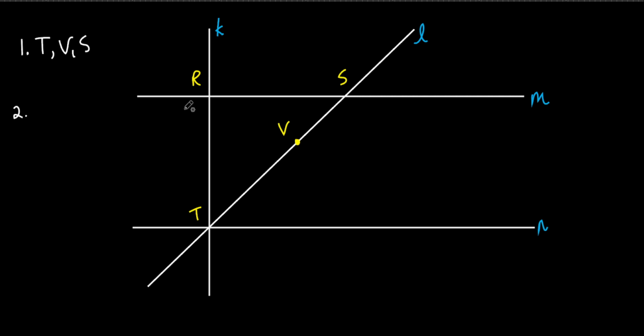M, N, and L are not points. These are names of lines. What are the points? What color are the points? The yellow ones. Okay. V, S, and T? No. V, S, and T are collinear. I'm asking for non-collinear.